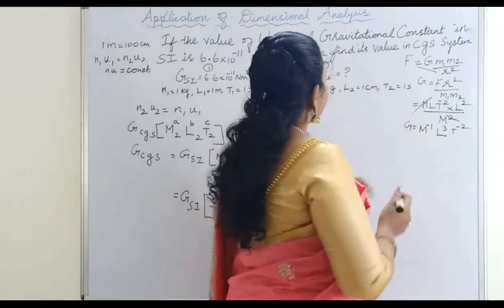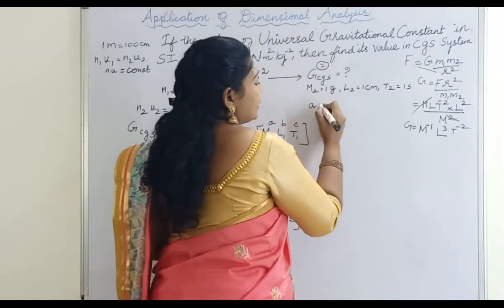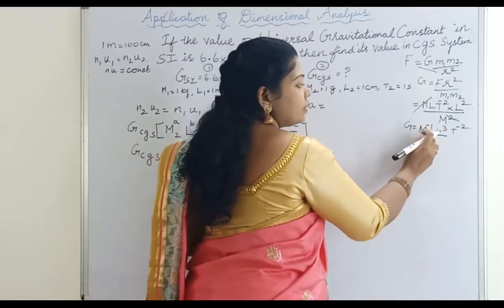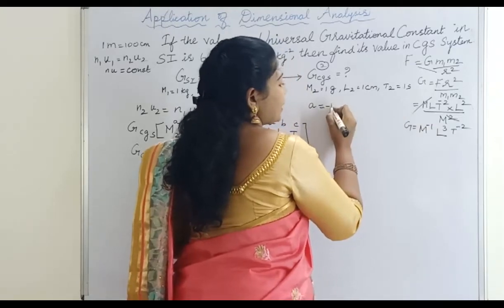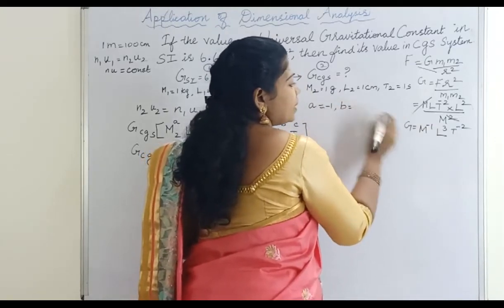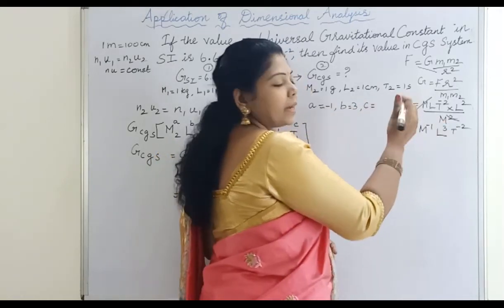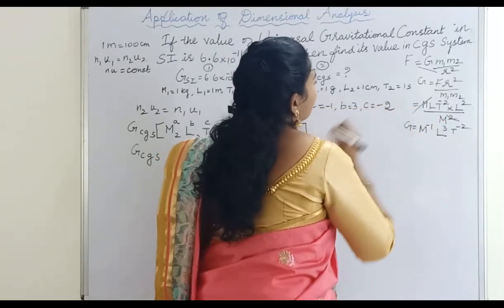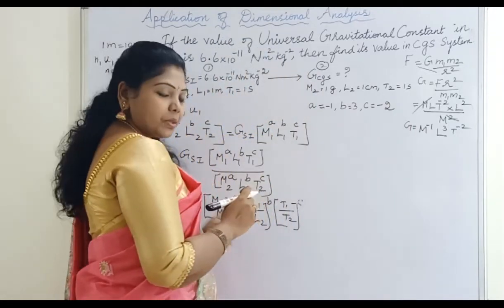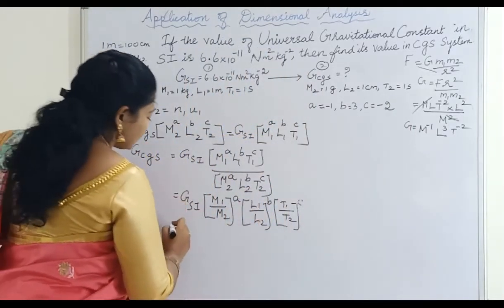So from here I can write the value A is minus 1. B is 3. And what is C? C is minus 2. Okay. Now I am going to substitute here. So what will I get?